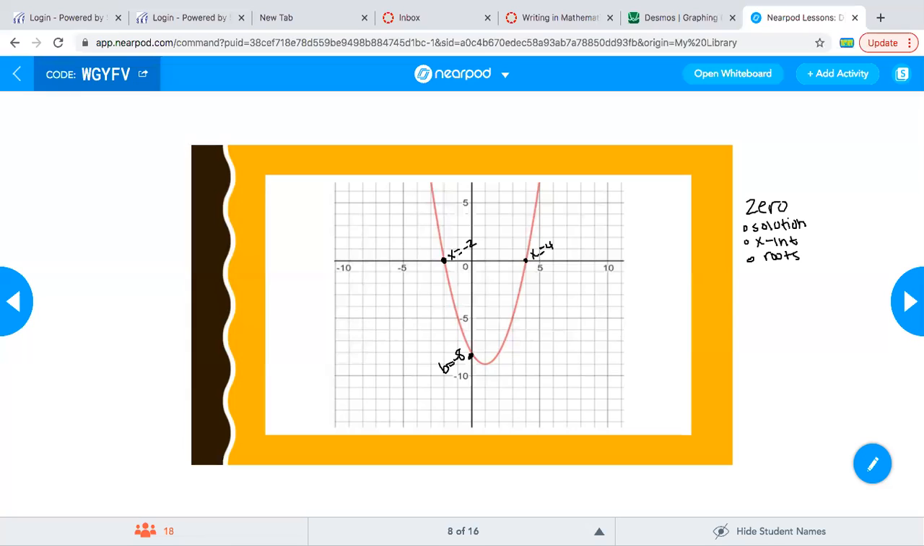Now, here's where people mess up. I ask you the domain. Some people would say it's from -2 to +4 because they look at the x-intercepts and then they stop. But doesn't the graph go beyond the x-intercepts? So what would the domain be for this graph?